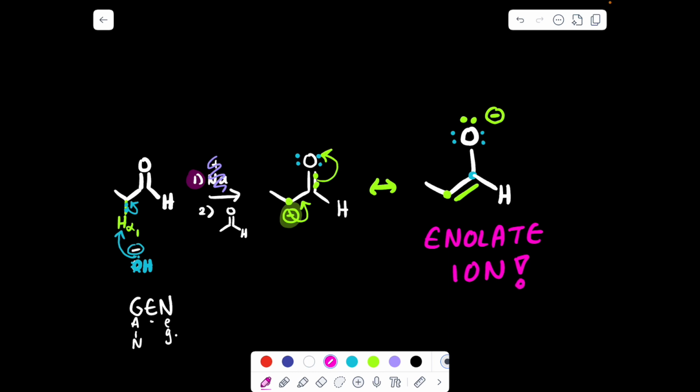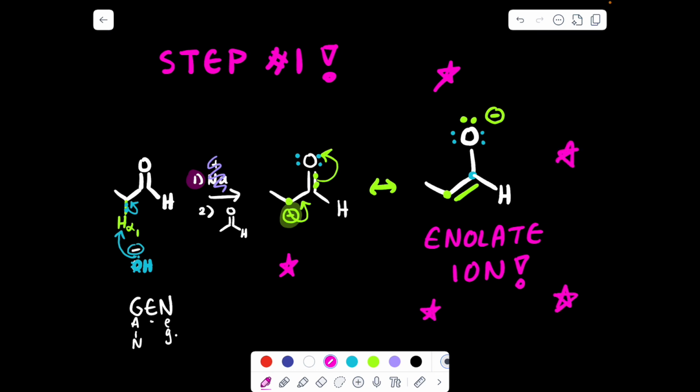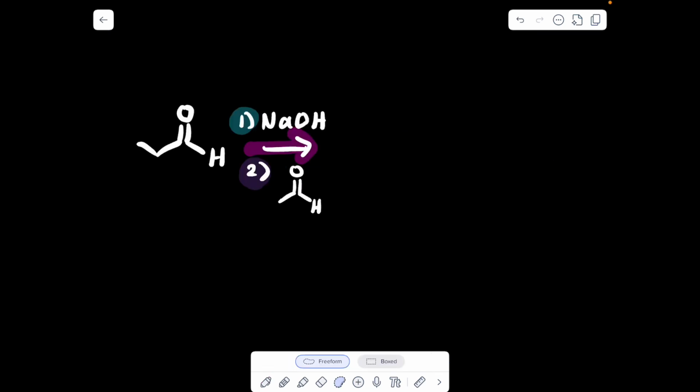So this is everything you need to know for step 1. Step number 1 is completed. This is how you form an enolate ion. So what is the summary? Step 1 is you want to put a negative charge on the alpha carbon. And then step 2 is you need to draw a resonance structure that puts the negative charge on that oxygen atom, because this is a more stable intermediate, because oxygen is more electronegative than carbon. So now let's move on to step number 2.